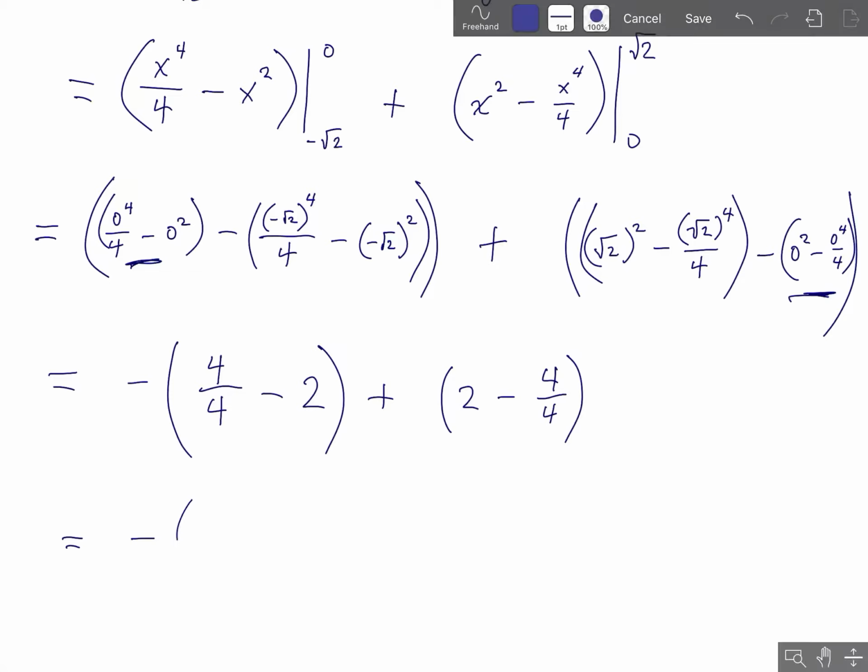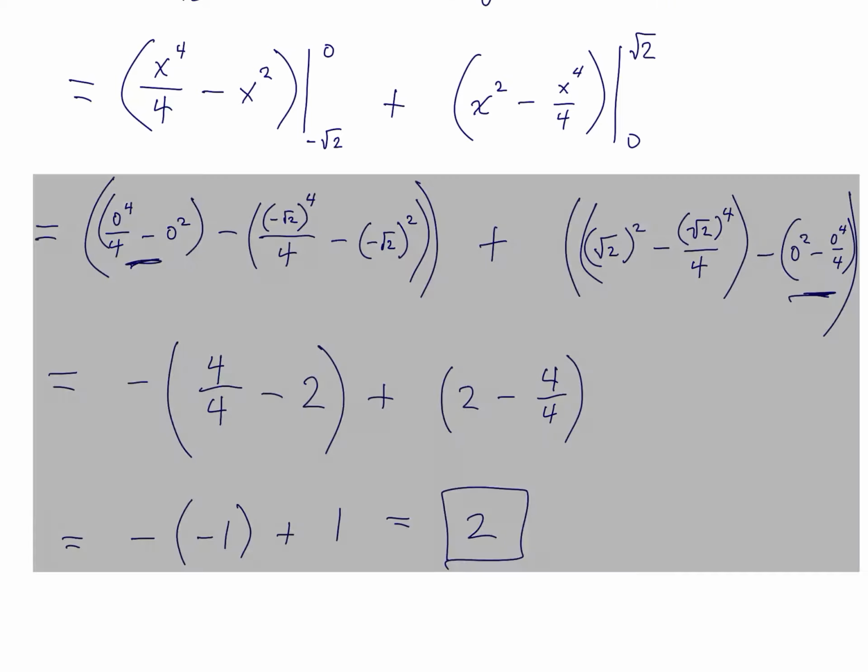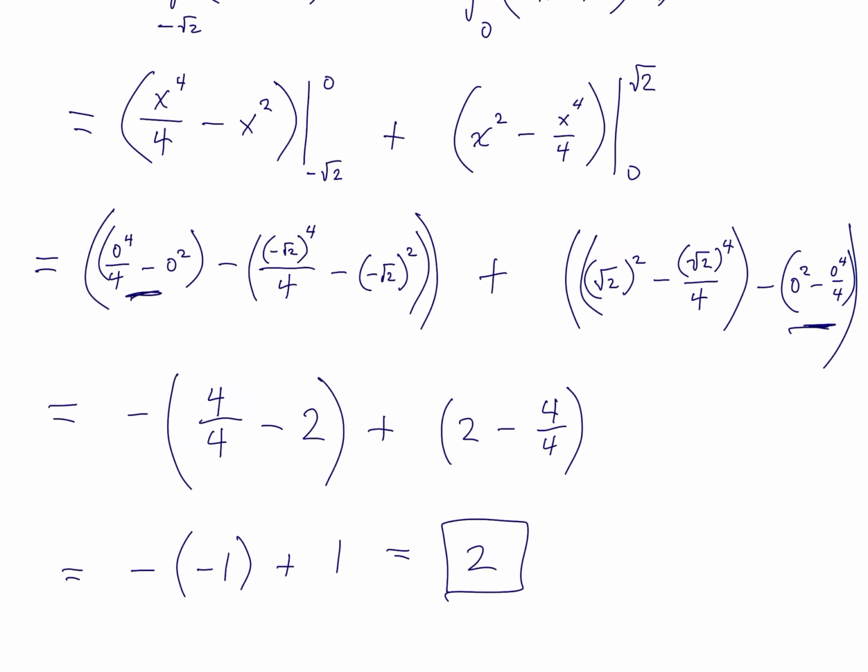Now we can simplify this a little bit. This is a negative, that's a 1 minus 2 on the inside of the parentheses. So that would be a negative negative 1 plus, and then this second integral is going to give us a 2 minus a 1, which is a 1. So that's a 1 plus 1, which is 2. So I don't know if you expected the answer to be that simple, but the answer is just 2.